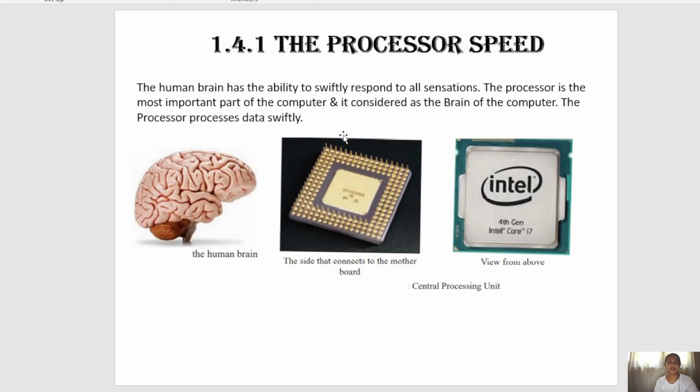So the first one is processor speed. The human brain has the ability to swiftly respond to all sensations. The processor is the most important part of the computer and it is considered as the brain of the computer. The processor processes data swiftly. This is a human brain, and in a computer we can consider the processor as the brain of the computer. This is the processor, some pictures of the processor, and this is the inside view of the processor.